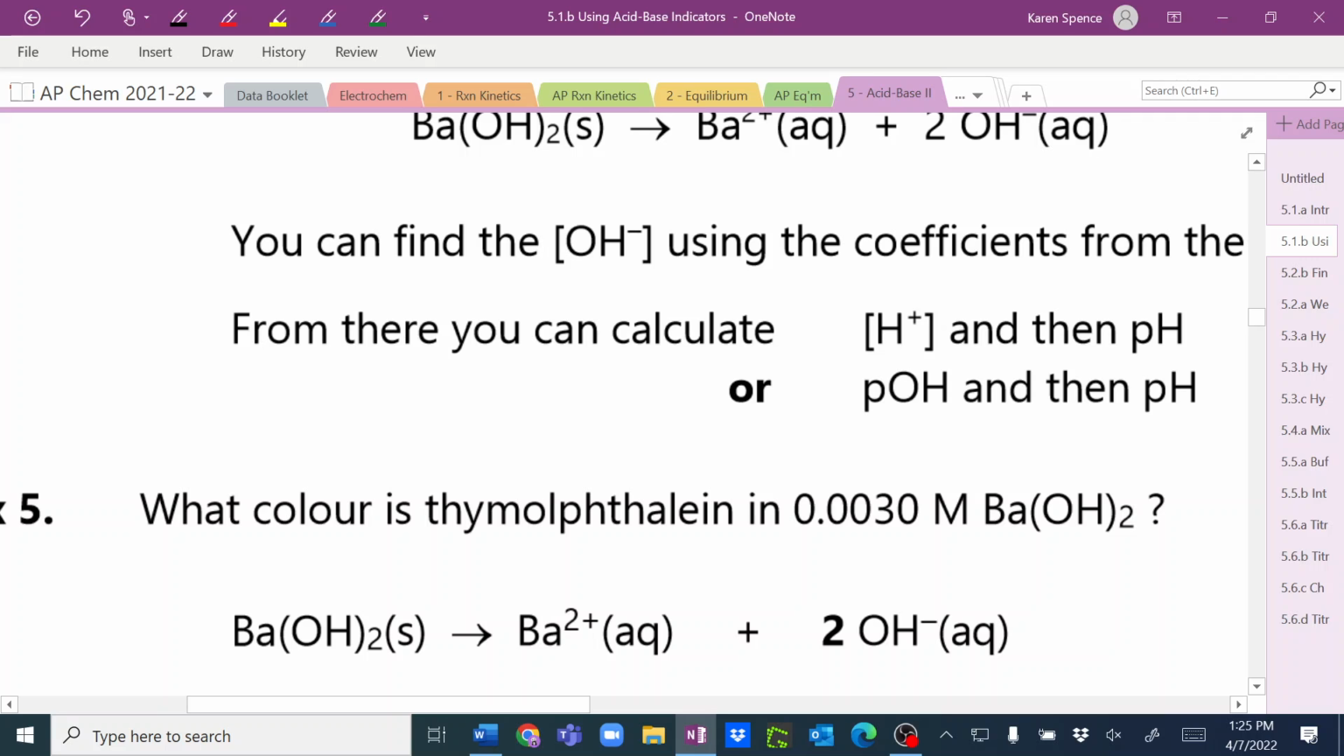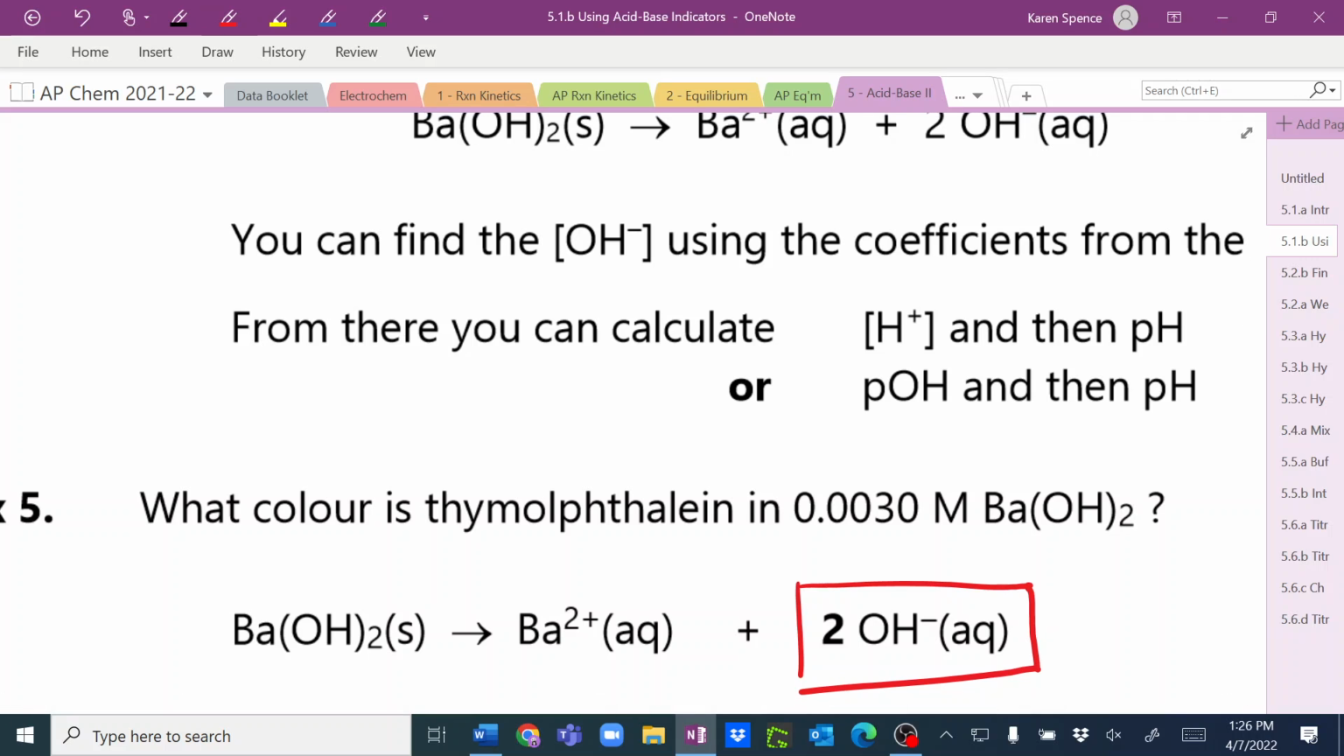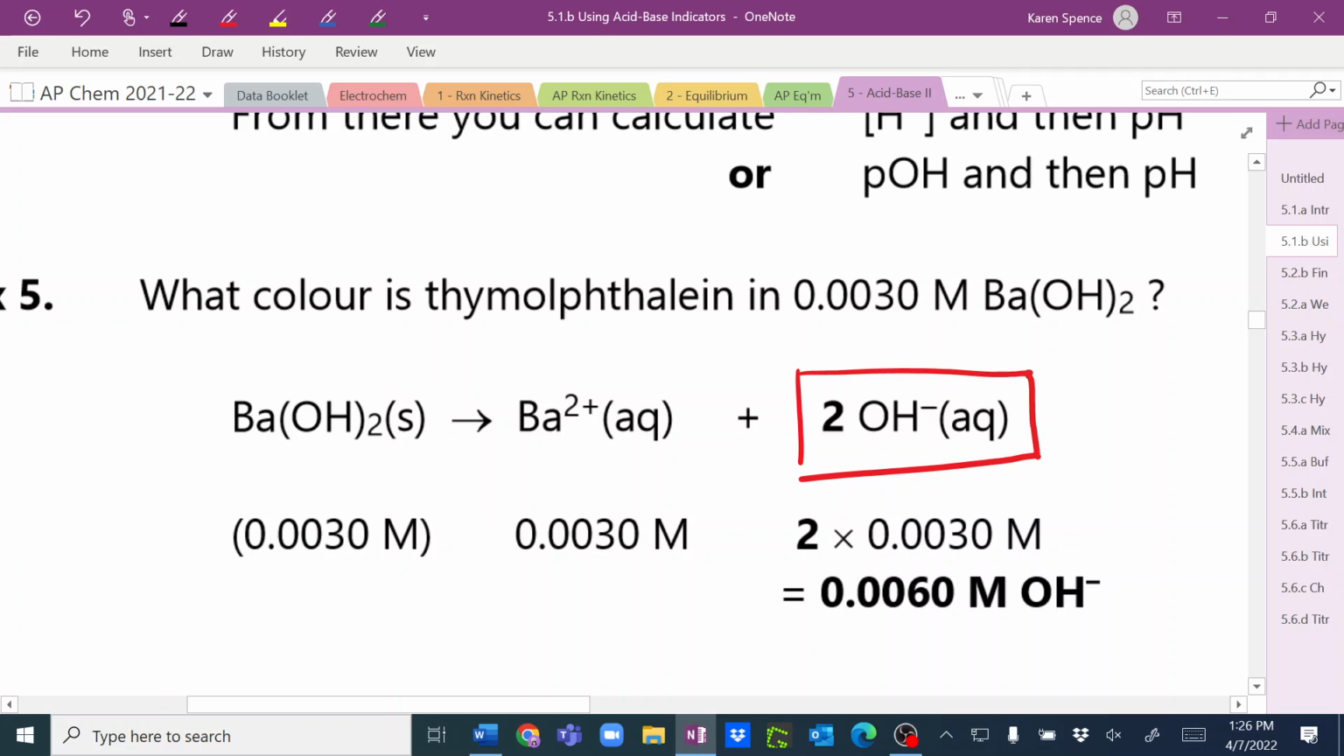So what color is thymol phthalate? First thing you need to do is you need to make sure that you know that barium hydroxide produces 2 hydroxides. So what is the concentration of the hydroxide ion? 0.006. And if we know hydroxide, where do we go from there? What are 2 routes we can go from hydroxide?